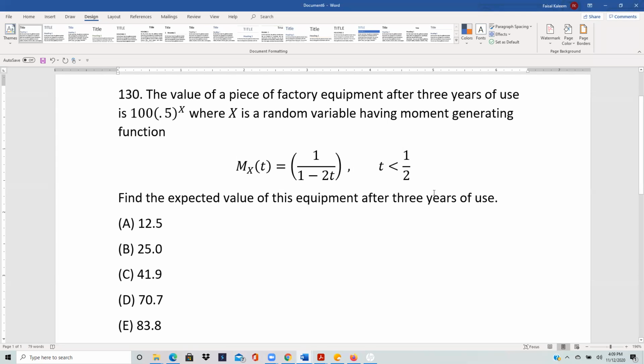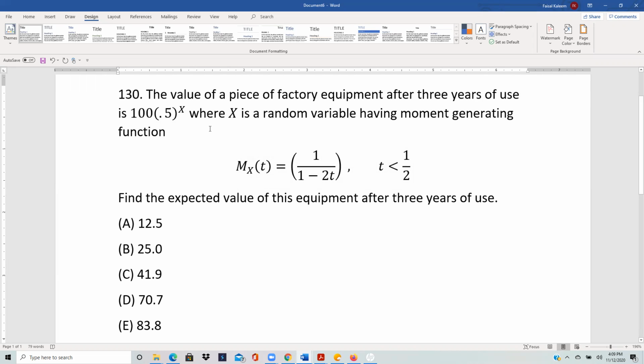The value of a piece of factory equipment after 3 years of use is 100 times 0.5 power x, where x has the MGF 1 over 1 minus 2t.